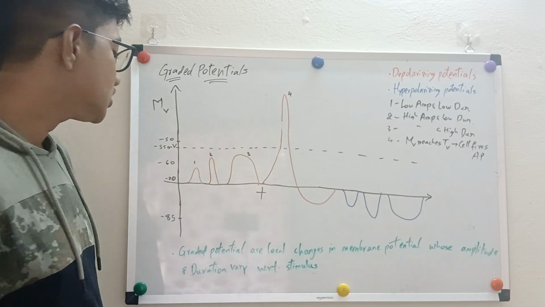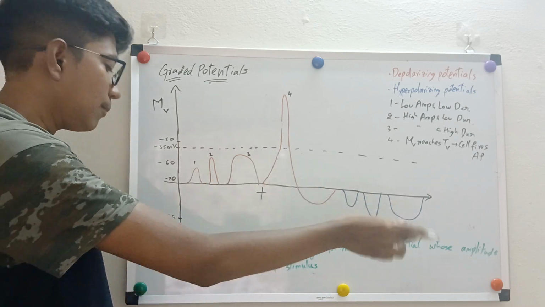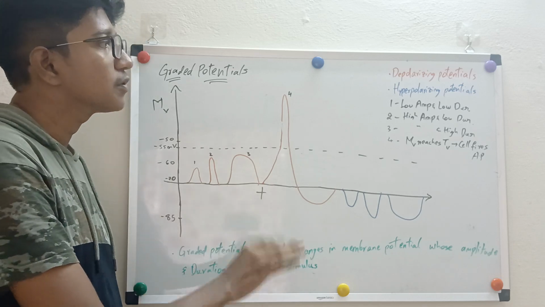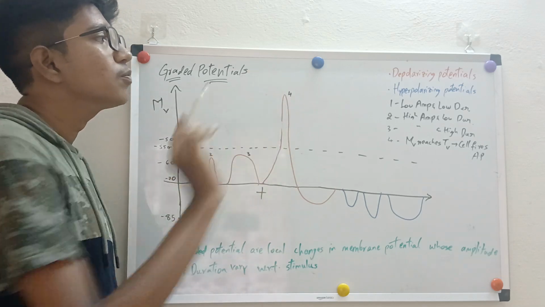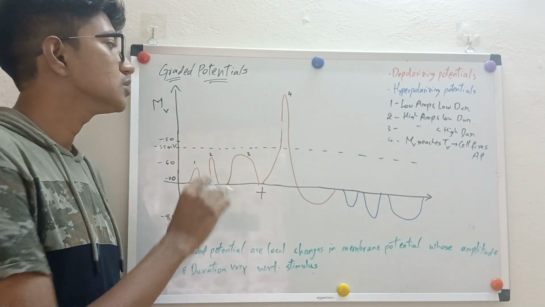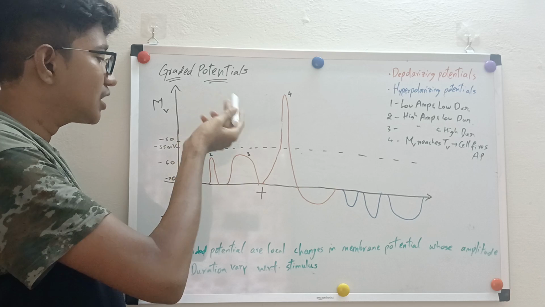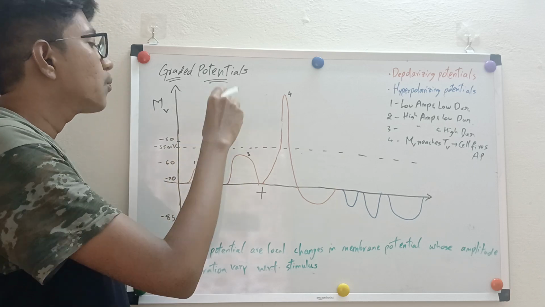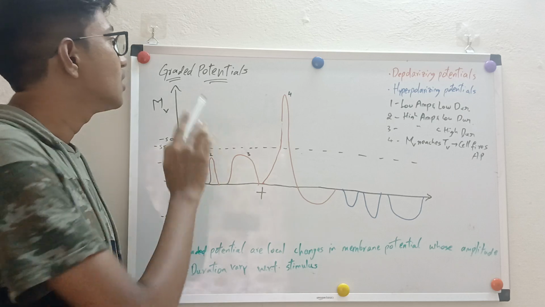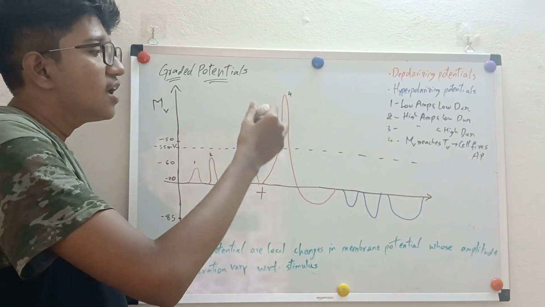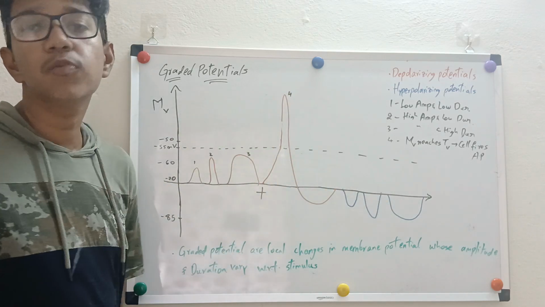Now, the definition: graded potentials are local changes in membrane potential whose amplitude and duration vary with respect to the stimulus. These graded potentials are of two types: depolarizing potentials and hyperpolarizing potentials. If the graded potential causes a positive change in membrane potential, then it is called a depolarizing potential. If the graded potential causes a negative change in the membrane potential, then it is called a hyperpolarizing potential.